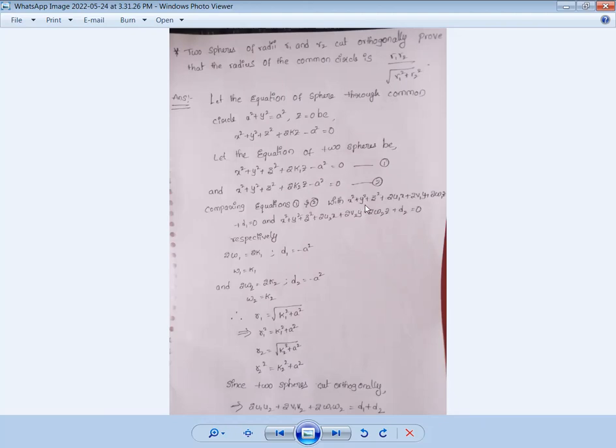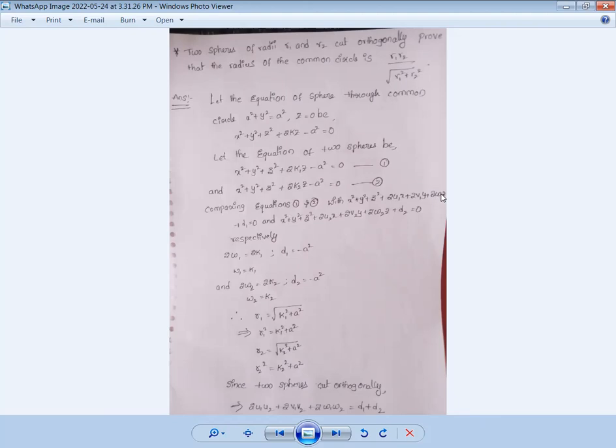That is x square plus y square plus z square plus 2u1x plus 2v1y plus 2w1z plus d1 is equal to 0. Next, x square plus y square plus z square plus 2u2x plus 2v2y plus 2w2z plus d2 is equal to 0. Now compare these two equations with these equations respectively. Here the x coefficient is 0, y coefficient is also 0.